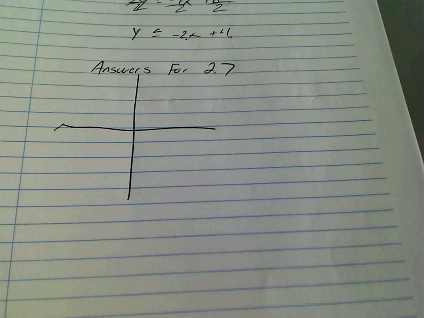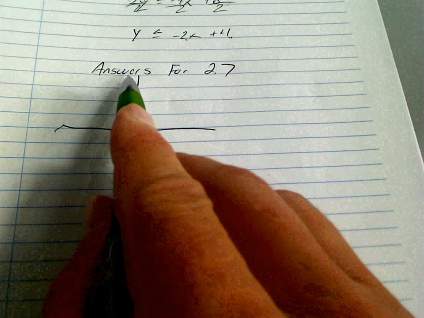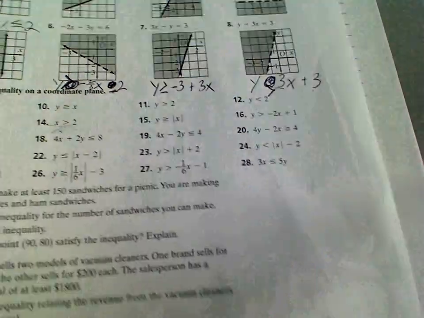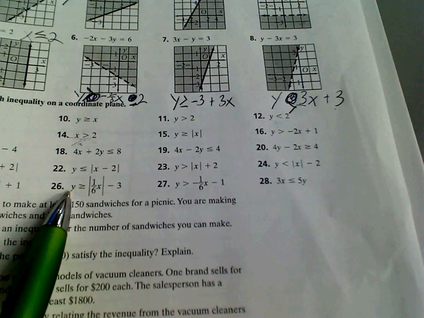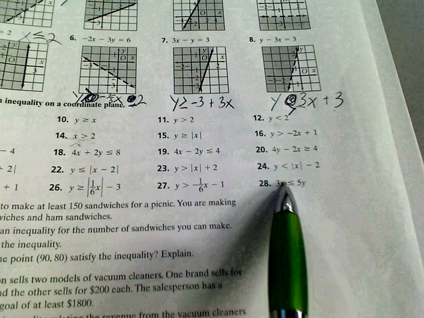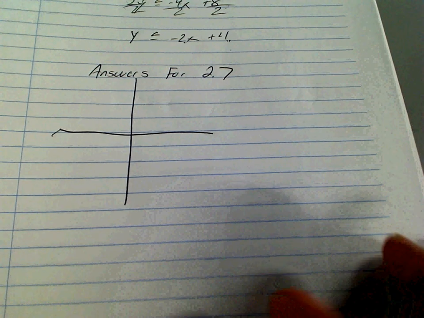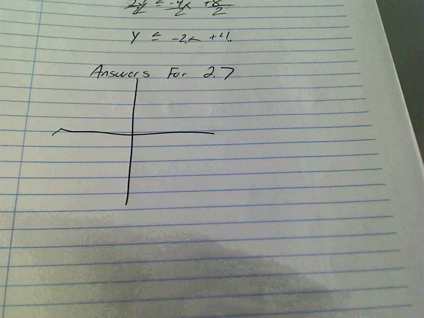Okay. All right. We're going to show you what the answers for 2.7 would be. That is these evens, 10 through 26 there, 12 through 28 there. All right. One at a time. The first one, number 10. 10 was the equation y is greater than or equal to x. This is number 10.